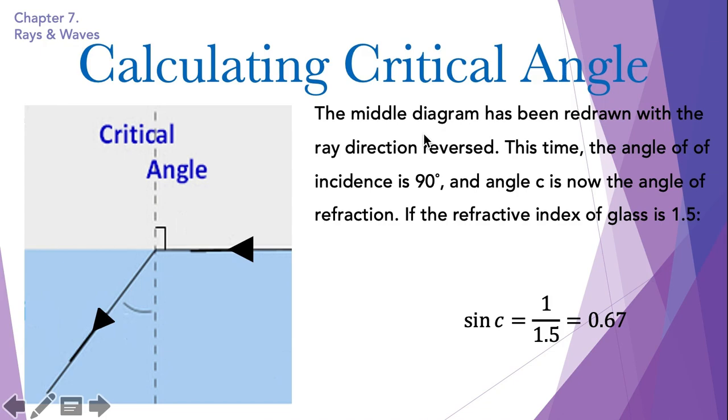So 1 basically represents sine I, the angle of incidence, which is 90. But we won't write 90, we will call it 1. So we will divide 1 by the refractive index to get the critical angle. And what we get is 0.67. So C, the critical angle of glass, is equal to 42 degrees.